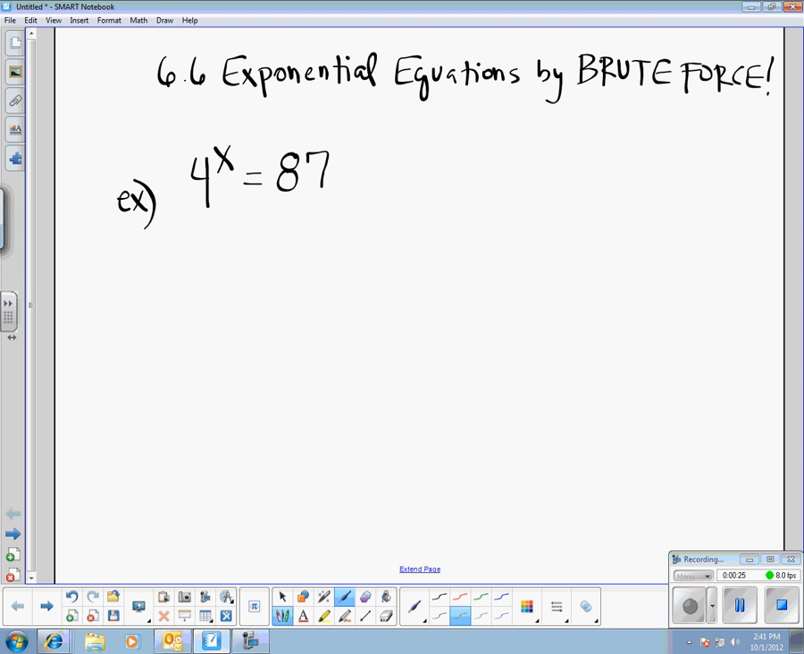Anyway, back to 6.6. This is by far my favorite title of any section in the book. It's called Exponential Equations Solved by Brute Force. Amazing title, Brute Force. And the point is to figure out what x is in an equation like this, 4 to the x equals 87. You have solved a lot of different kinds of equations in your young lives, from linear to quadratic, but what has always been true is there's never been an unknown like x in the exponent position. You've never had 4 to the x.